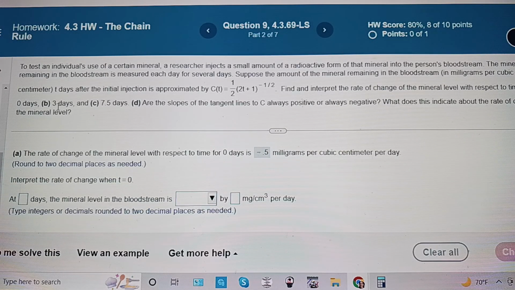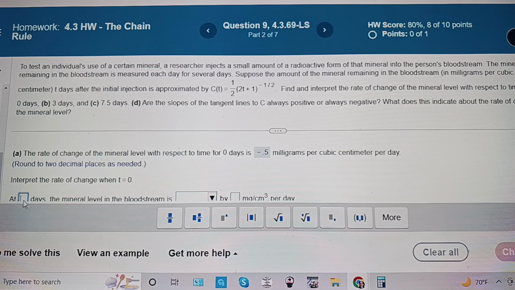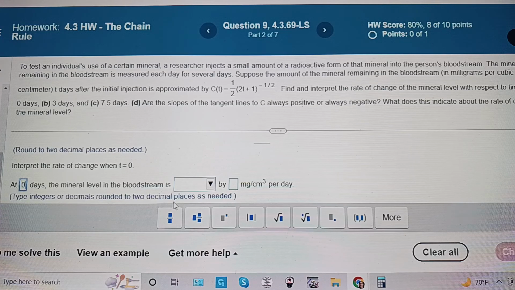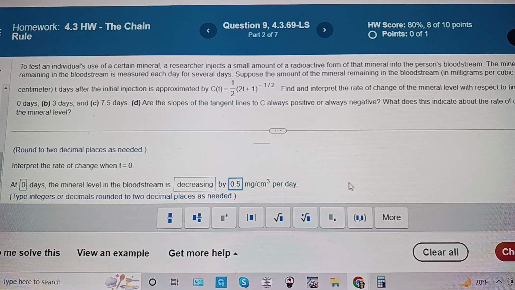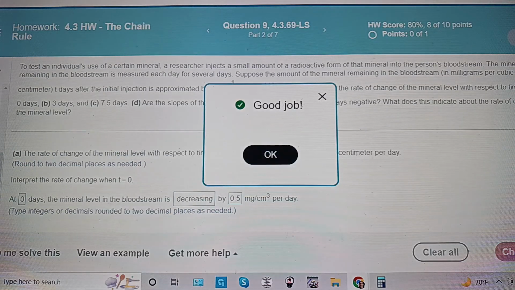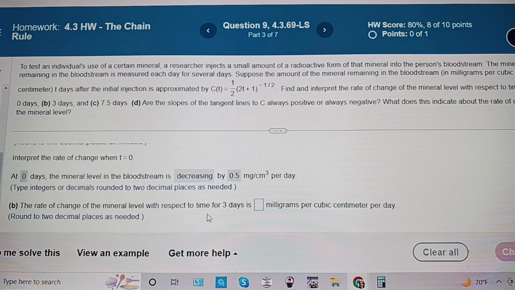Now do it for 3 days. Oh no, wait, they want an interpretation first. So at 0 days, which is what I plugged in, the bloodstream is, remember, if it's negative, you're decreasing. It's decreasing by 0.5 milligrams per day. You don't say decreasing by negative 0.5 because that's a double negative. So decreasing, I got negative 0.5. The negative is the decreasing, and the 0.5 is what it's doing per day. Okay, so now plug 3 in.